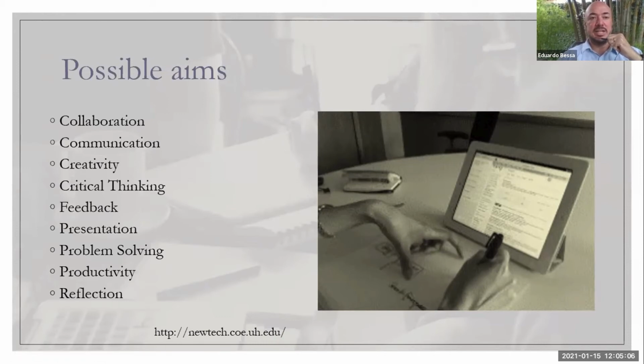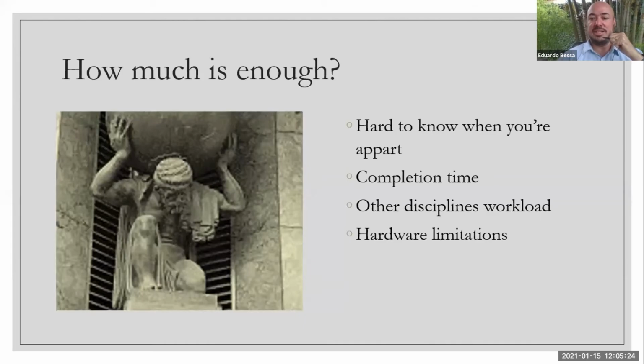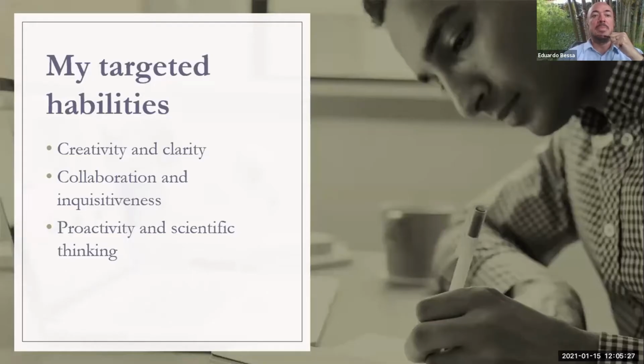So which ones did I choose? My targeted abilities were creativity and clarity. I teach in a university, a course that trains school teachers. So I'm mostly interested in making them more didactic, more clear as they talk. And I also wanted to develop their creativity, make them think outside the box.